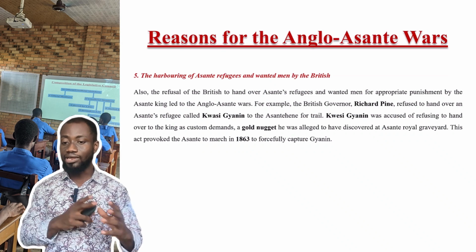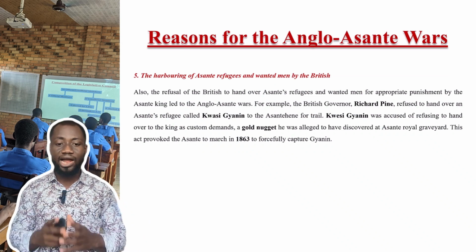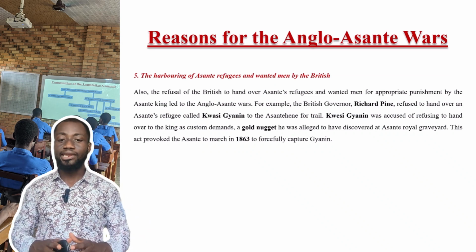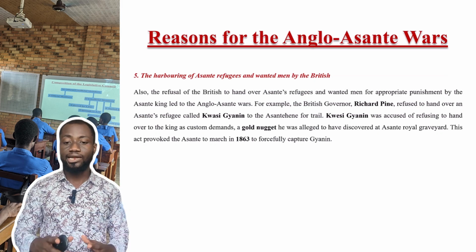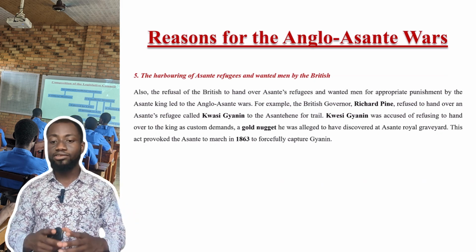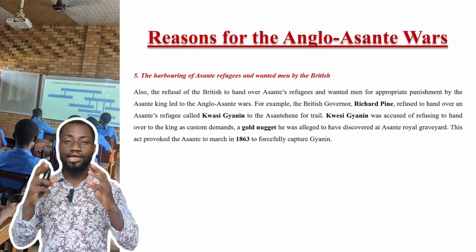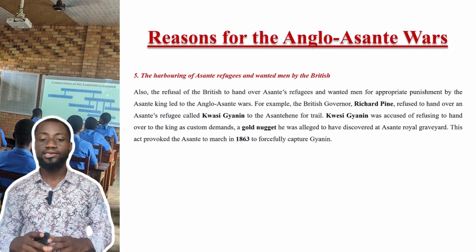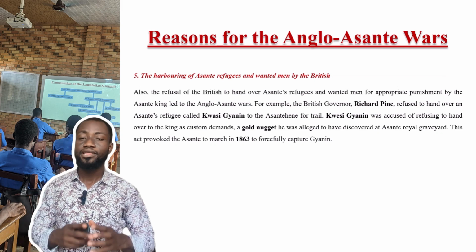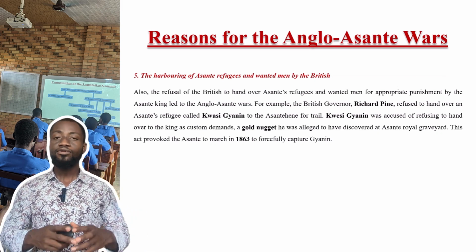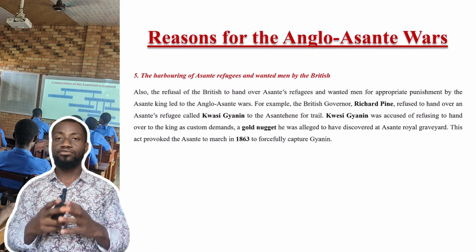Now, Kwesi was accused of refusing to hand over to the king, as custom demands, a gold nugget that he was allegedly to have discovered at the Asante Royal Graveyard, and this act provoked the Asante to march in 1863, finally to capture, or to forcefully capture, Kwesi.